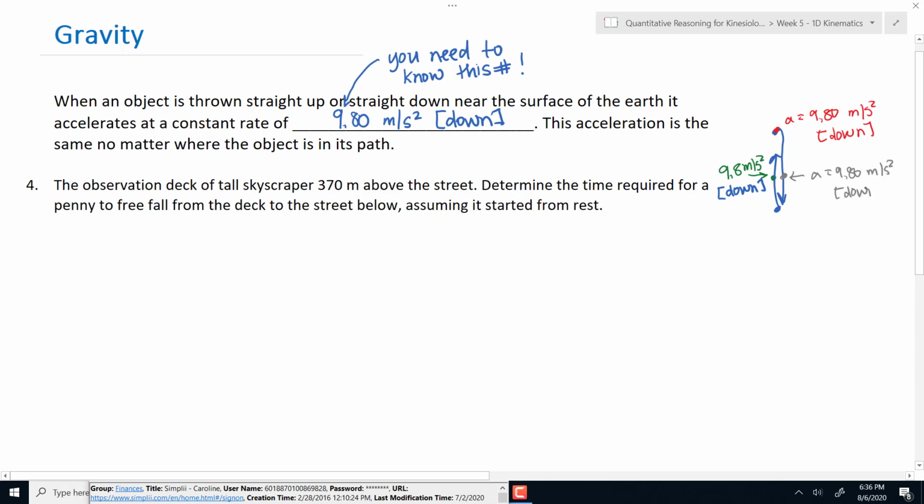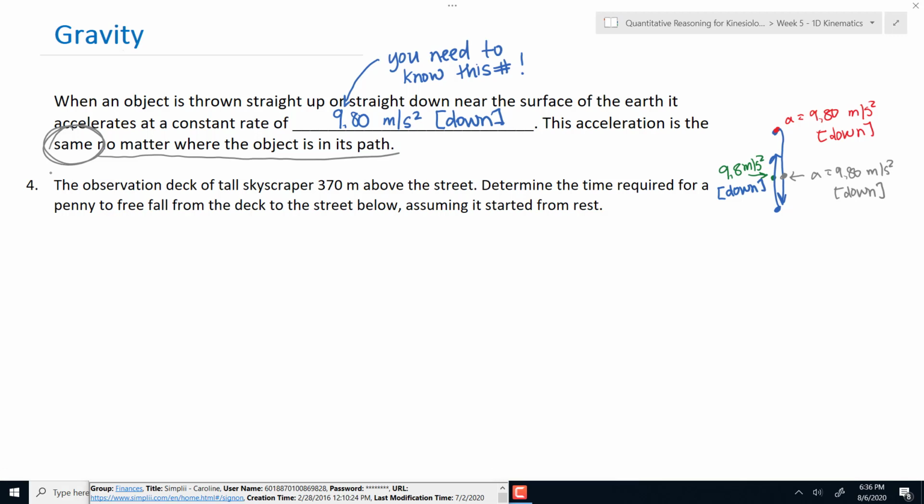And it's a common misconception. Some people think that when it's on its way up, the acceleration is up, and when it's on its way down, the acceleration is down, and when it's at the very top, its acceleration is 0, but that's not true. Okay? Wherever the object is in its path, no matter where it is, the acceleration is the same. It's always 9.80 meters per second squared down.